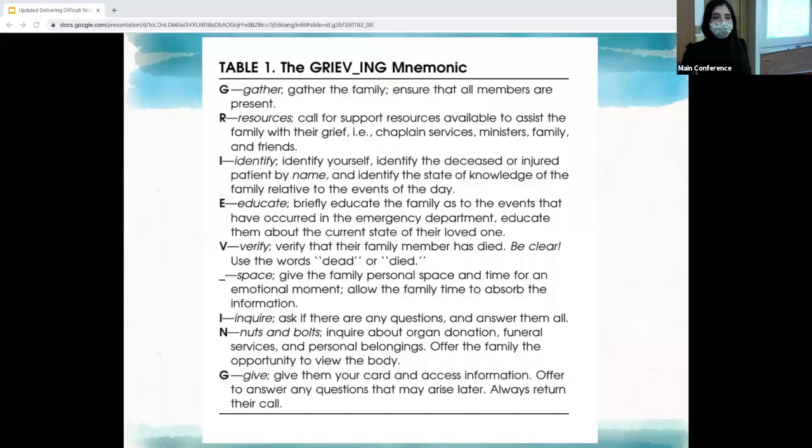Okay, so the grieving mnemonic was actually developed by Sherry Hopwood, an emergency medicine attending out of the University of North Carolina. As part of a training program, she developed the grieving death notification protocol, which was really a training manual aimed at emergency medicine physicians. The goal was to help with the death notification and how to standardize that, and some of the most important parts are the pitfalls at each step.